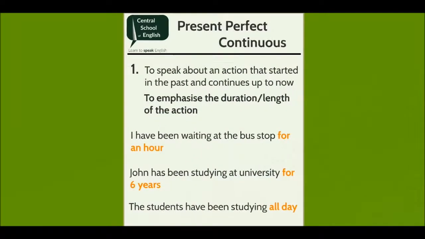We use the present perfect continuous tense to speak about actions that started in the past and continue up to the present time. We use this tense to emphasize the duration or length of the action. For example, in the sentence, I have been waiting at this bus stop for an hour.